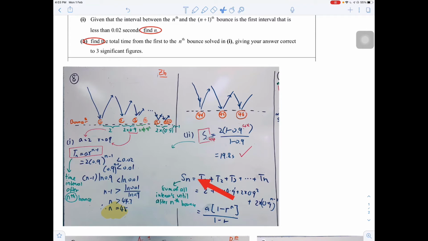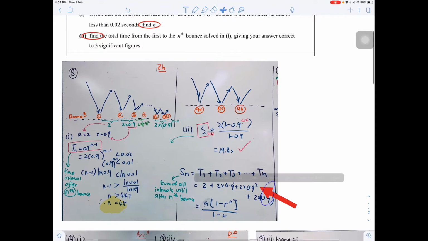If we list this out, it's very obvious that this is the sum of a GP, so we can use this formula. The first term is 2, and the common ratio is 0.9. Now, this n here, quite a number of students will mistake it to be 45.